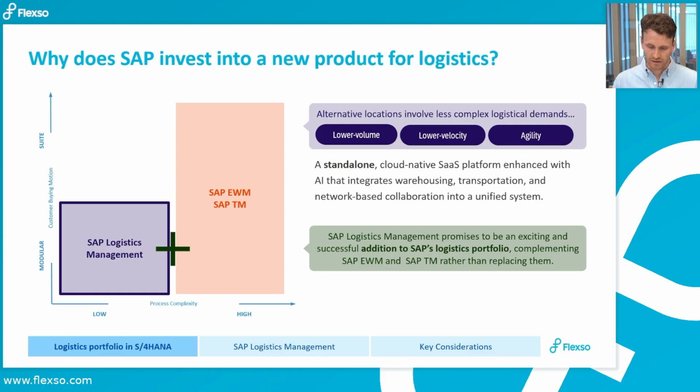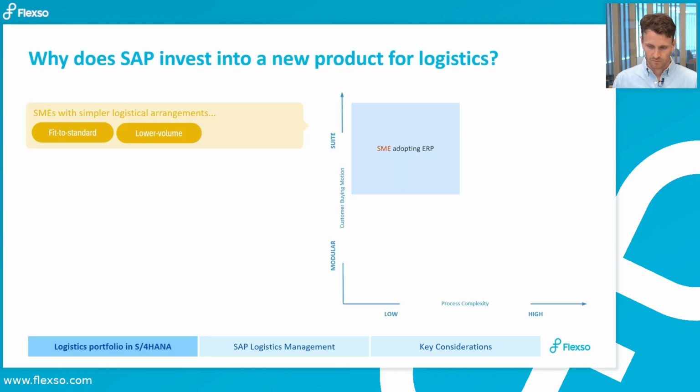To be clear, it's something that exists in parallel. It's not there to replace EWM, TM, it's there in addition to SAP's current logistics portfolio. If you look at the other side, which is also important to note, you also have SMEs, customers running public clouds. So cloud ERP is the official term now.